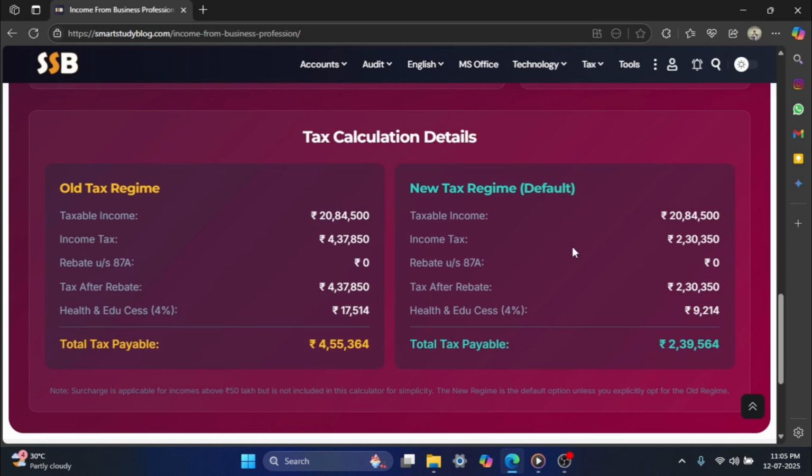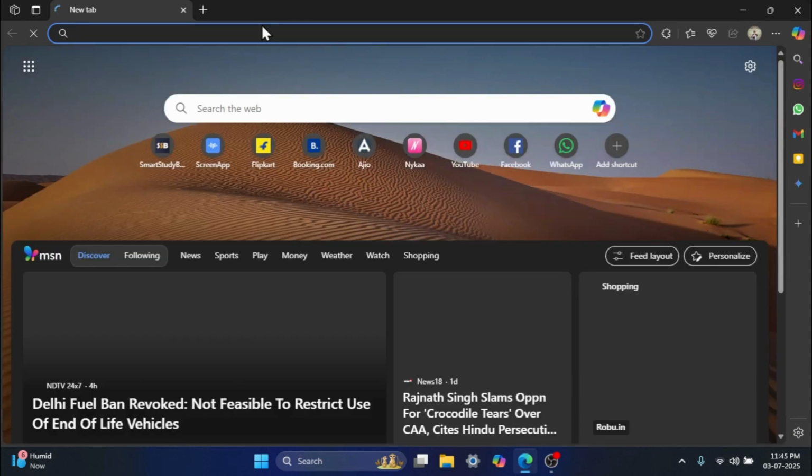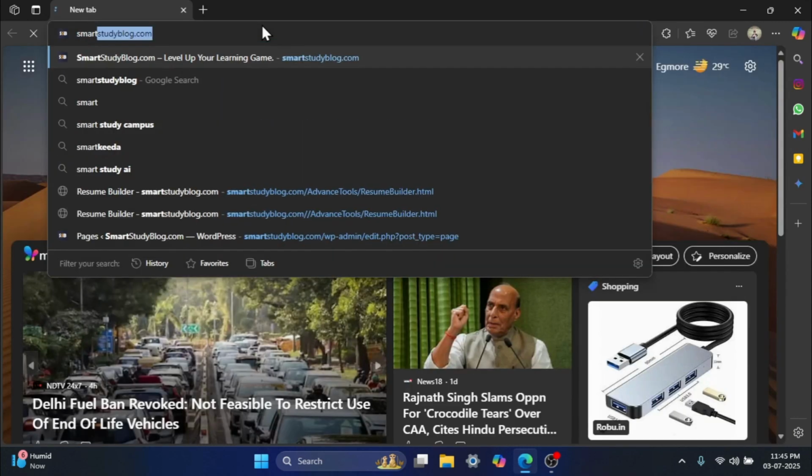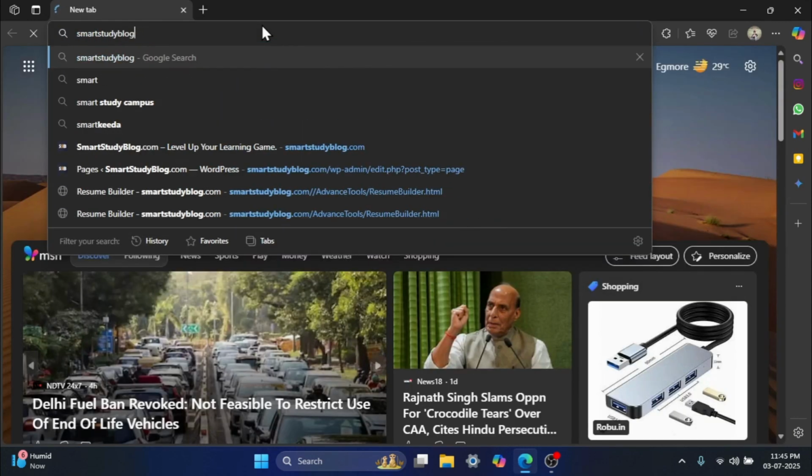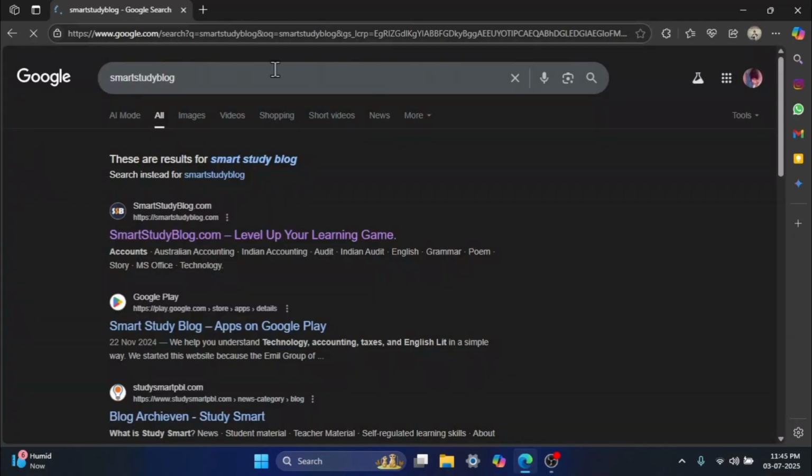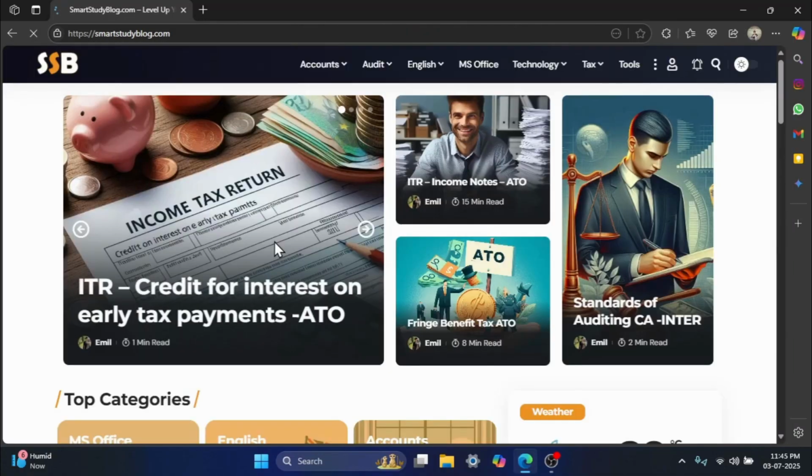So for listeners wanting to try this out, how do they access this tool? It's pretty straightforward. Just search Smart Study Blog on Google. That should bring up smartstudyblog.com. Click on that. Okay, smartstudyblog.com.